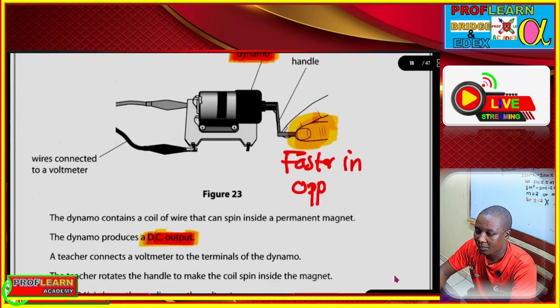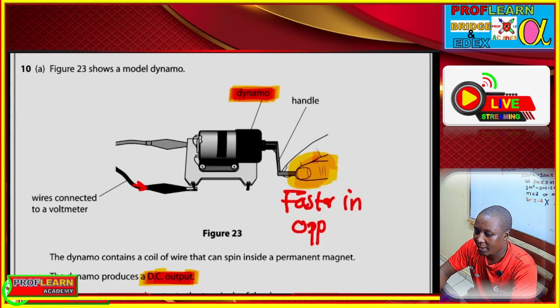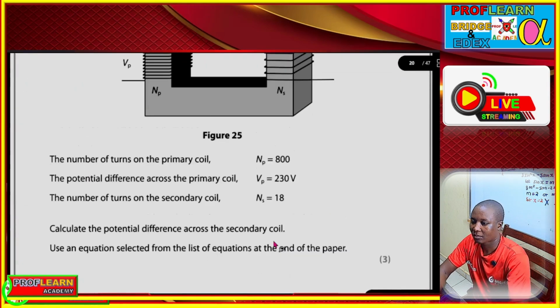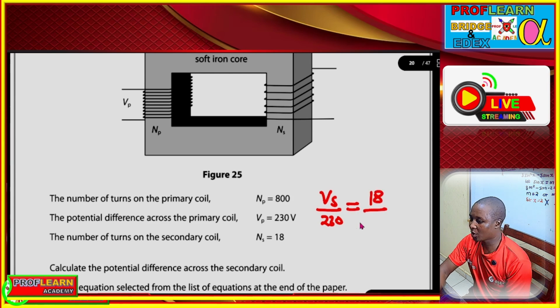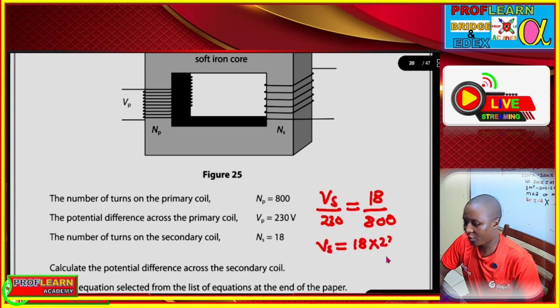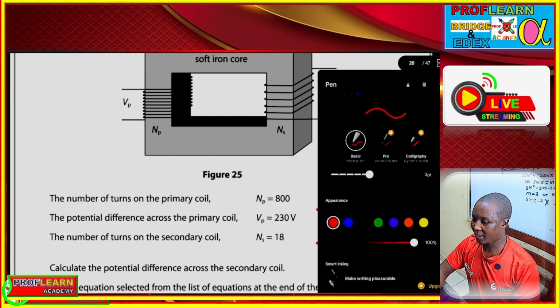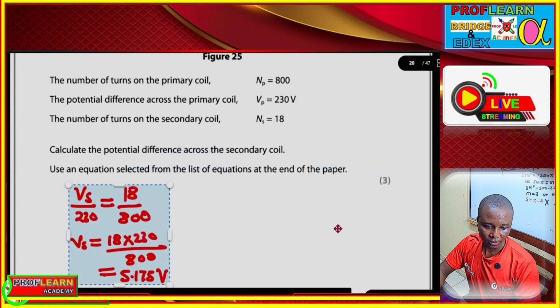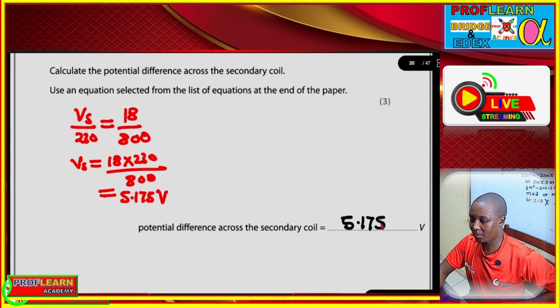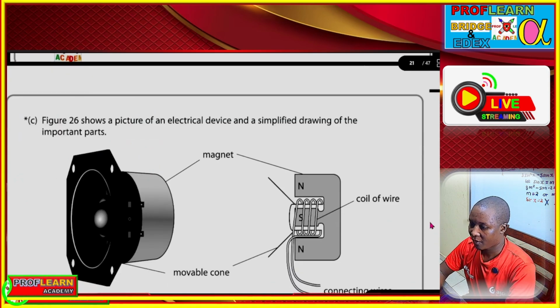All right, so moving to the next part about the transformer. This one we've already worked out. You need to use the formula. I'm not going to explain it, because from when we started our live session I've already talked about how you're supposed to work out missing values of current and voltage. So this becomes 5.175 volts.